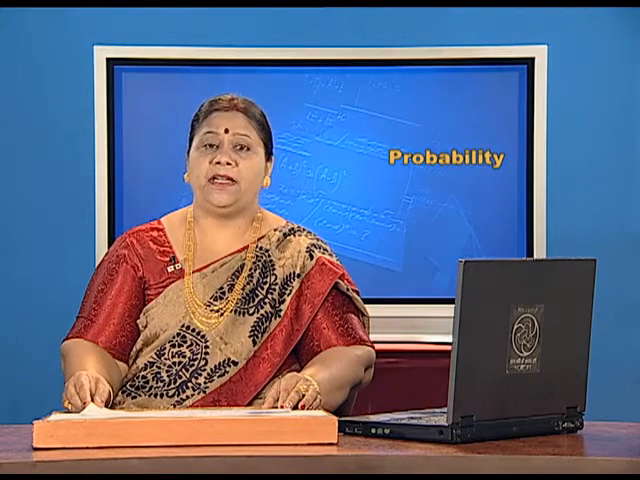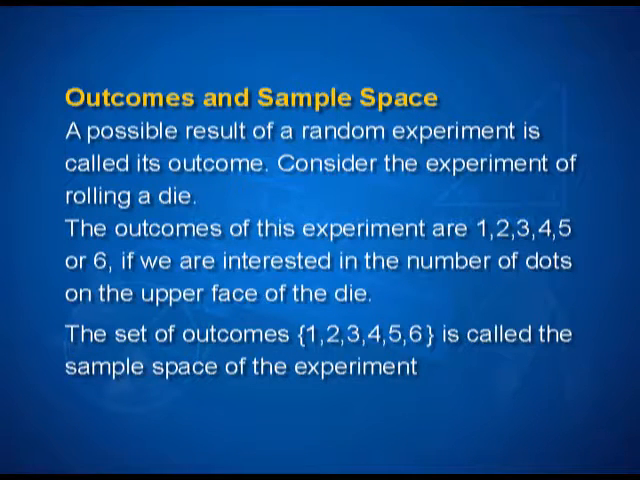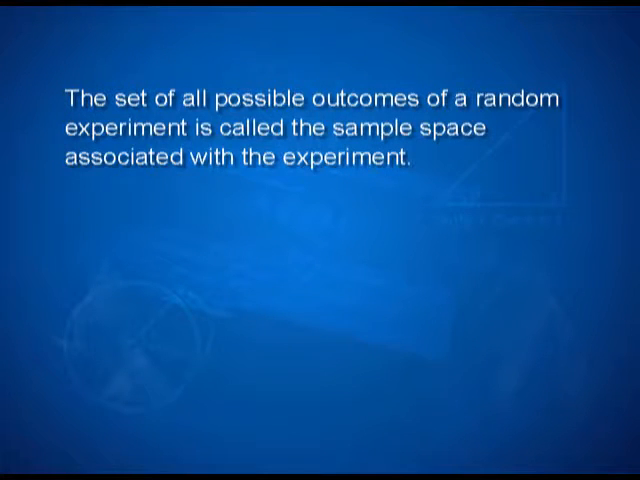Now, let us see what we mean by outcomes and sample space. A possible result of a random experiment is called its outcome. Consider the experiment of rolling a die. The outcomes of this experiment are 1, 2, 3, 4, 5, or 6. If we are interested in the number of dots on the upper face of the die, the set of outcomes 1, 2, 3, 4, 5, 6 is called the sample space of the experiment. Thus, the set of all possible outcomes of a random experiment is called the sample space associated with the experiment.